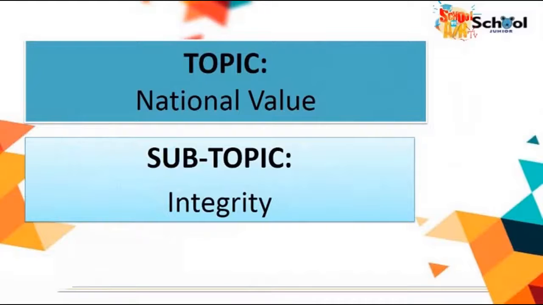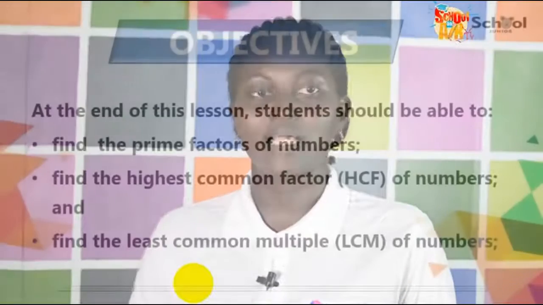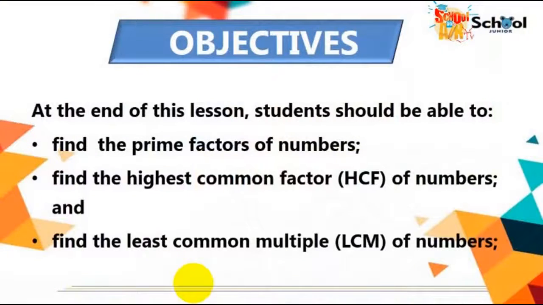Integrity. Now, before we move to national value, we'll be considering the topic whole numbers. So on that topic, we'll be looking at prime factors, LCM, and HCF. At the end of this class, you should be able to find the prime factors of a number. You know what highest common factor, which is also called HCF, is, and you should be able to find the HCF of numbers. And finally, you know what is called lowest common factor.